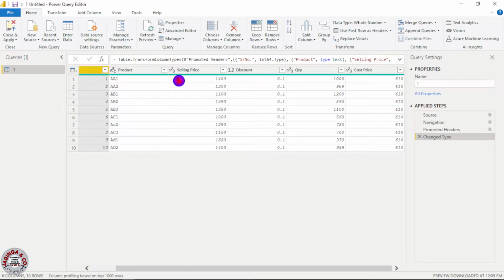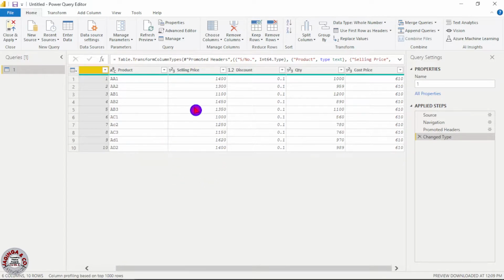So we'll multiply the selling price times the discount, and then we'll net off the discount from the selling price so that we can have the net selling price. Then we can multiply by the quantity, and then multiply cost price times quantity. Then we can subtract from the total sales, then we'll get the profit.